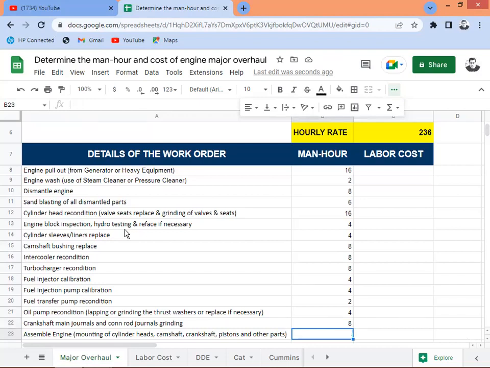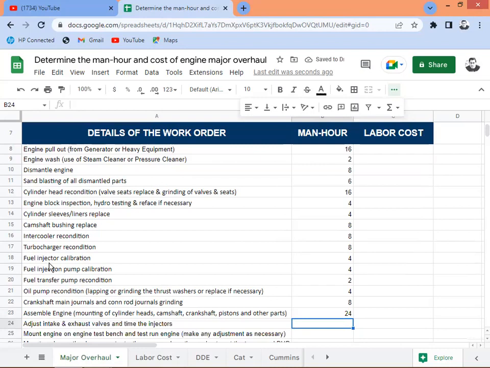Now you're going to assemble the engine, mounting of cylinder heads, camshaft, crankshaft, pistons, and other parts like the intercooler for DD. You have a blower, you have a turbocharger, you have a water cooler, etc. So everything, you're going to assemble the engine now. This one will take some time. This will be 3 days, 8 hours times 3 days. That would be 24 hours.